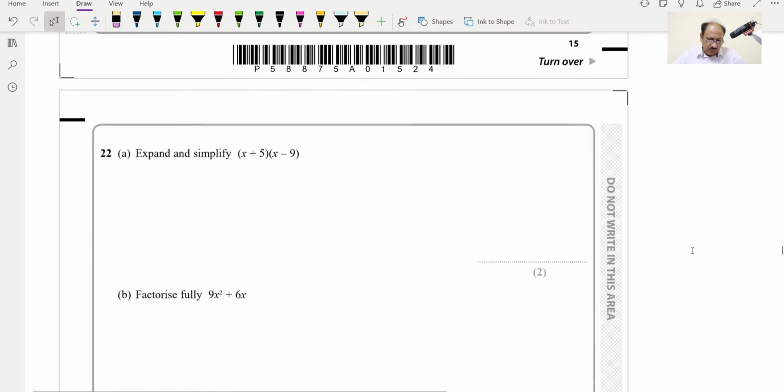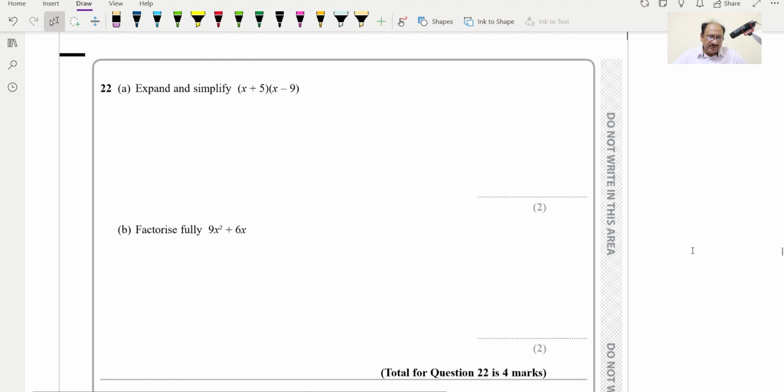Now question number 22, algebraic expression. We have to just expand, we have to multiply. So first of all, x multiplied by x will be resulting to x squared, then x multiplied by minus 9 will be resulting to minus 9x. Similarly, 5 multiplied by x will be resulting to plus 5x, and 5 multiplied by minus 9 will be resulting to minus 45.